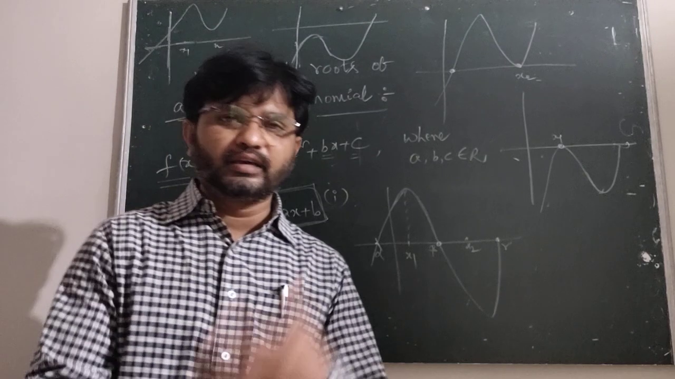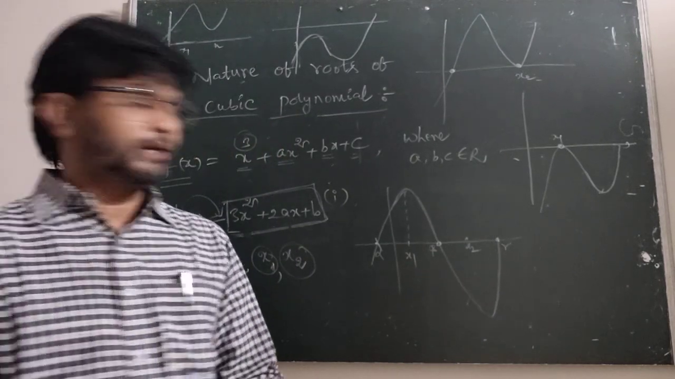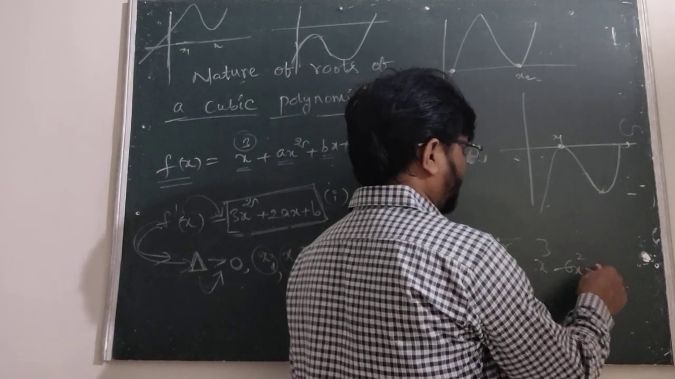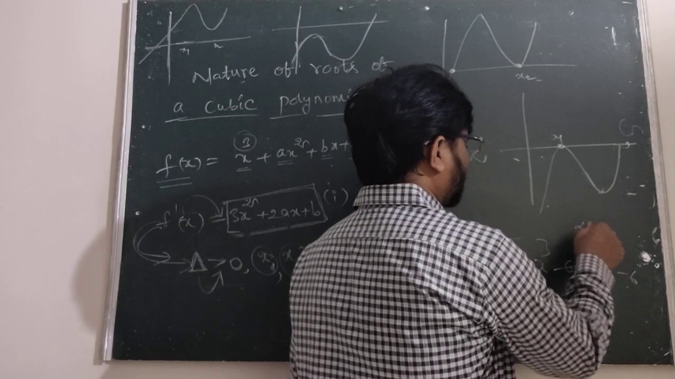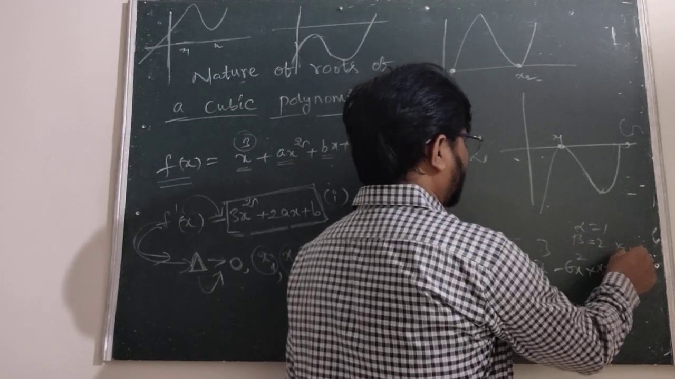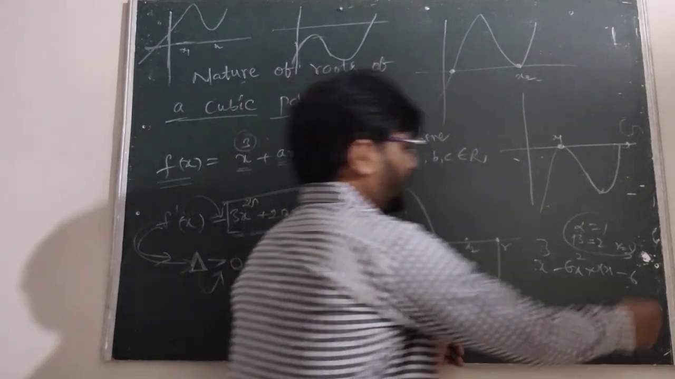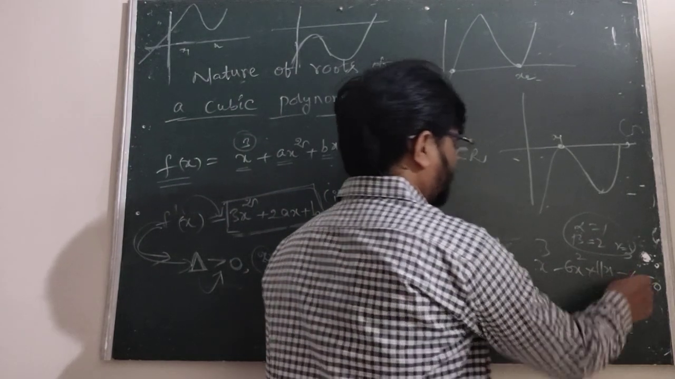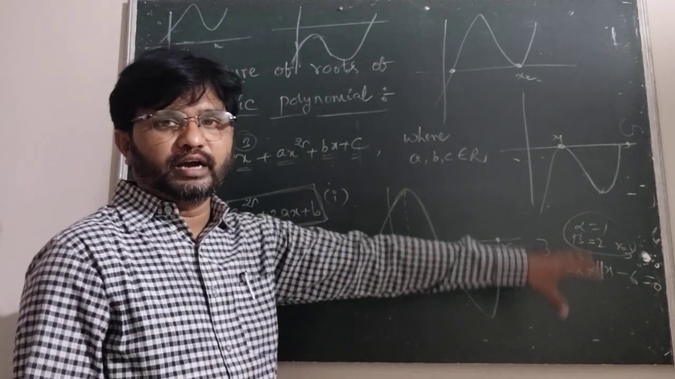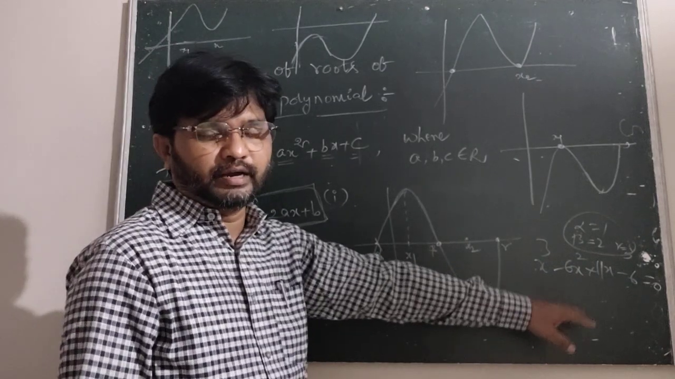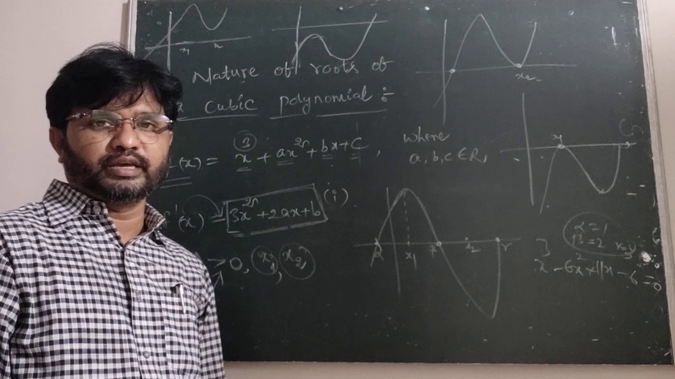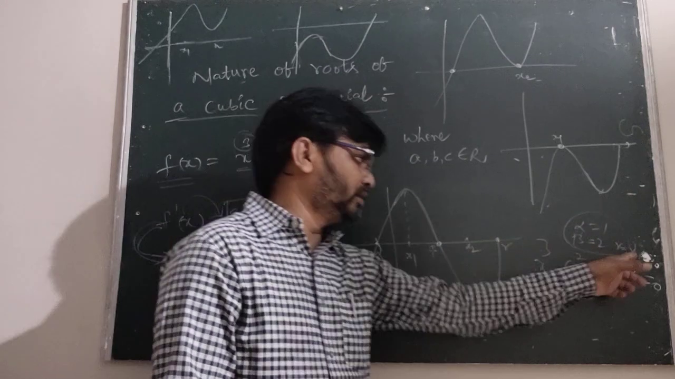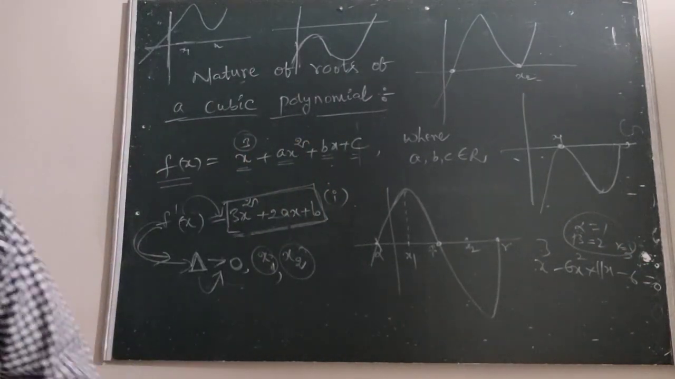For example, take the roots 1, 2, 3. The polynomial equation is x cube minus 6x square plus 11x minus 6, where alpha is 1, beta is 2, and gamma is 3. Then we take the derivative and find the values of x1 and x2 by minus b plus or minus root of b square minus 4ac by 2a. One of the values lies between 1 and 2, and the other lies between 2 and 3. That is our observation.